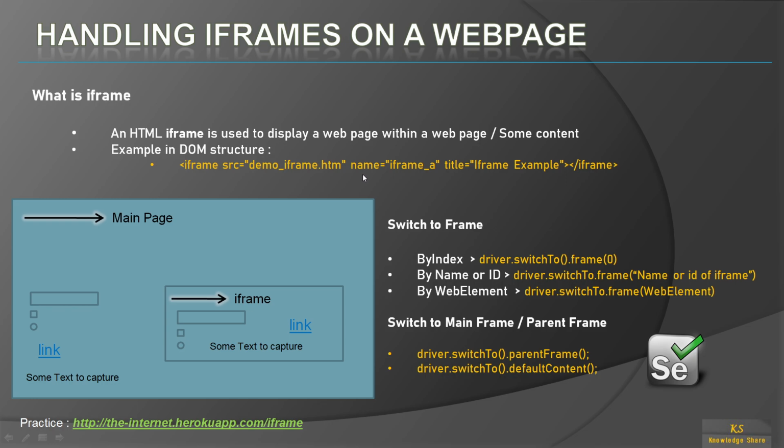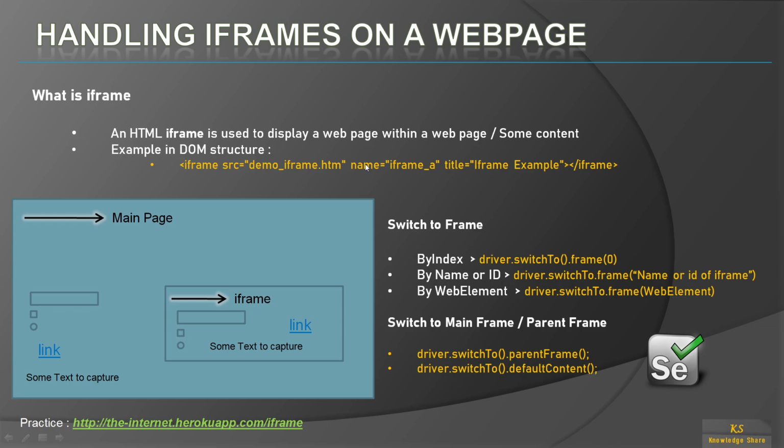You know how you identify elements using different strategies. You can identify your iframe in the same way to navigate into that iframe. And to switch to frames, you have three methods. One is by index, by name or ID, by web element. So by index means if you have three or four iframes and if you want to switch to the first frame, then you will be using 0. Okay, and if you want to switch to the second iframe, you'll be using 1.